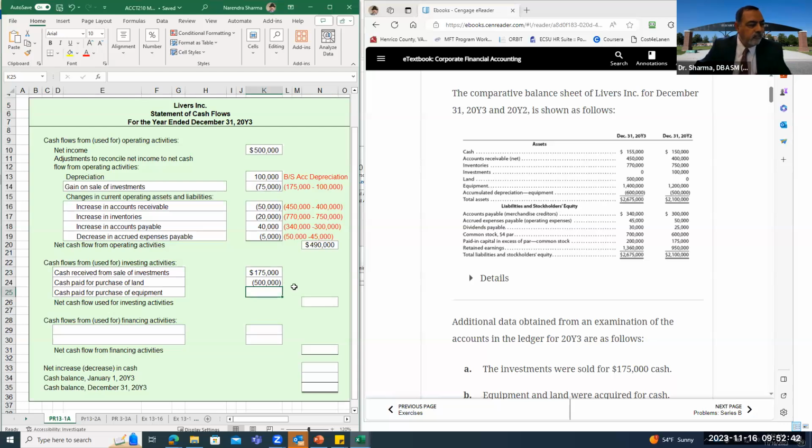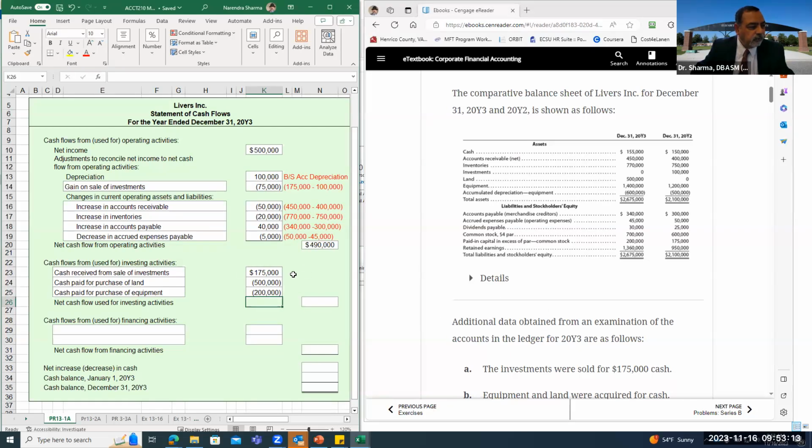All right. Now, next is the cash paid for purchase of equipment. That would be again 1,200,000 was last year, and this year it is 1,400,000. So we have purchased another 200,000 of equipment. So that is what we'll do. We'll take minus 200,000.